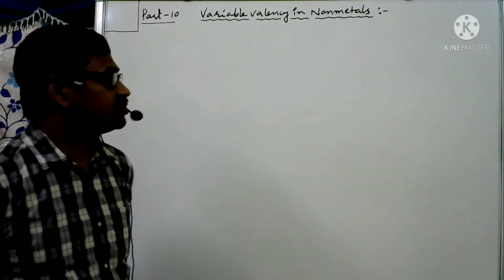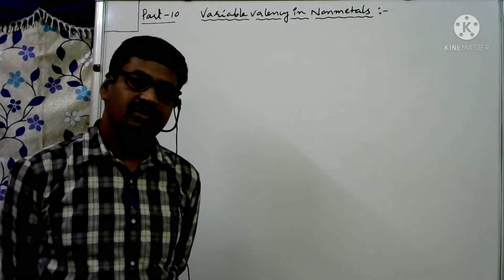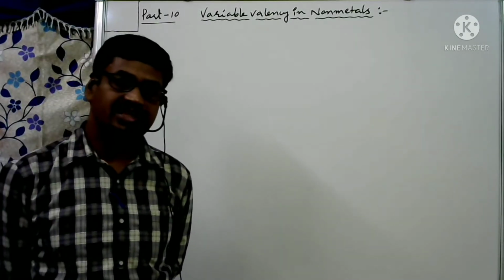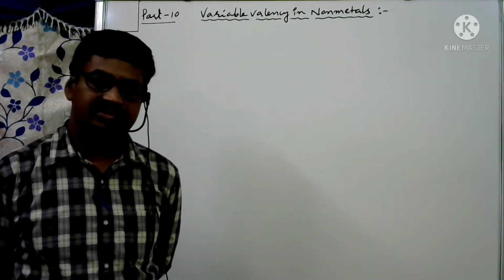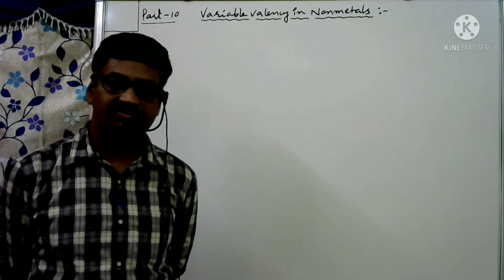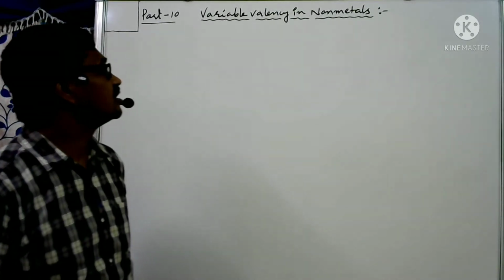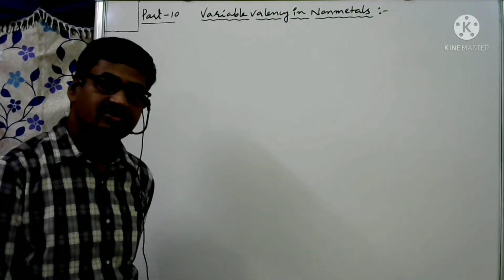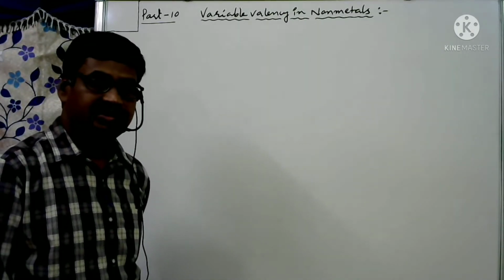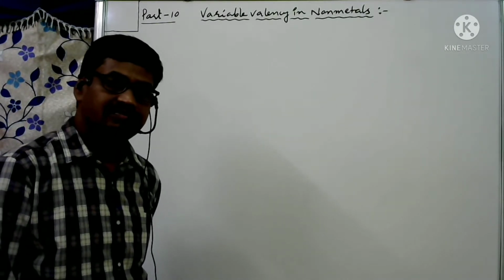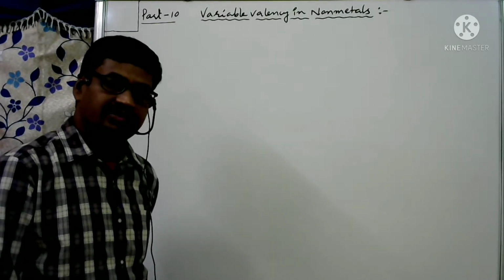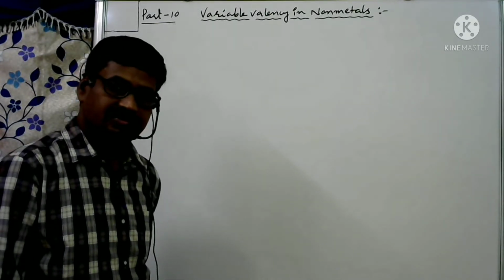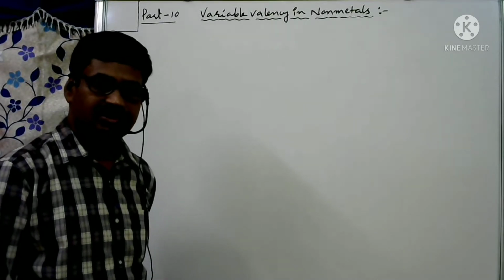Last session, we discussed valency and variable valency in metals. Today, we will discuss variable valency in non-metals. Non-metals means nitrogen, phosphorus, sulfur, and similar atoms. Variable valency in non-metals depends on electron configuration and excitation of electrons from the s orbital to any vacant d orbital, otherwise a vacant p orbital if possible, or a vacant f orbital also if possible.